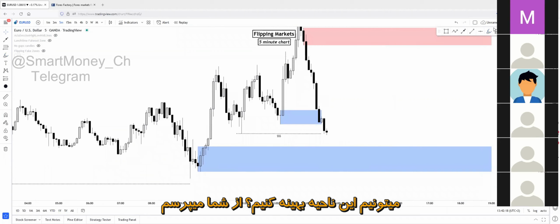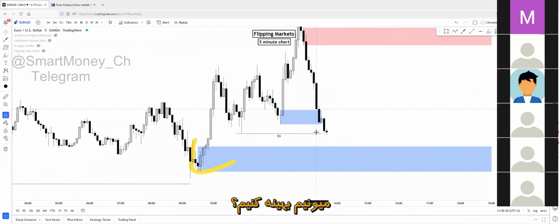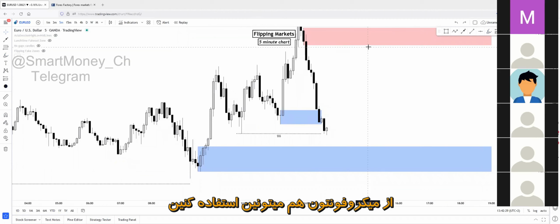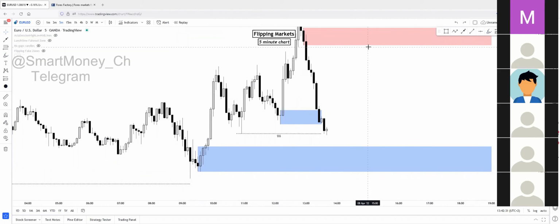Okay, can we refine this zone? I'm asking you, can we refine this zone? Anyone? Feel free to use our microphones. We can.